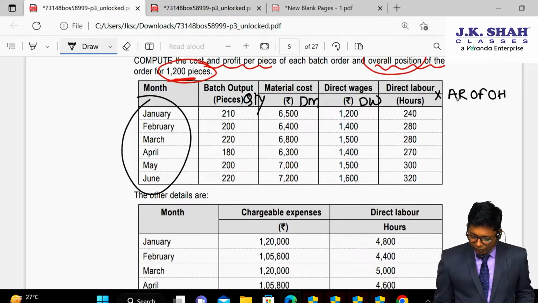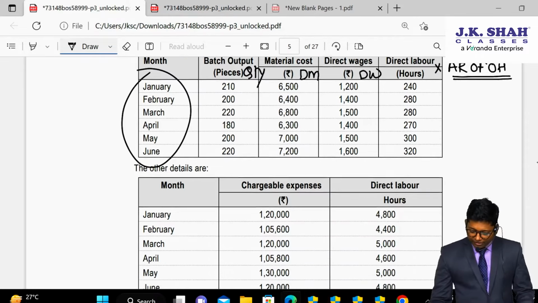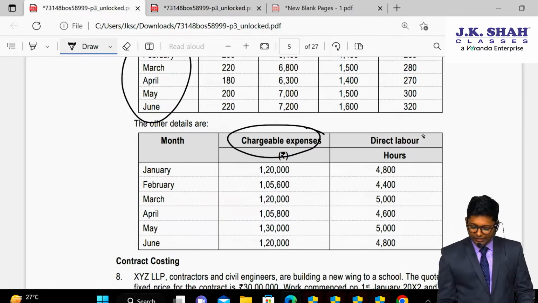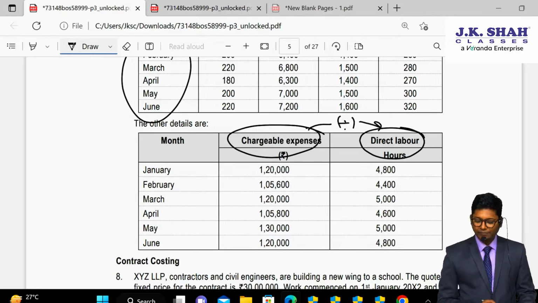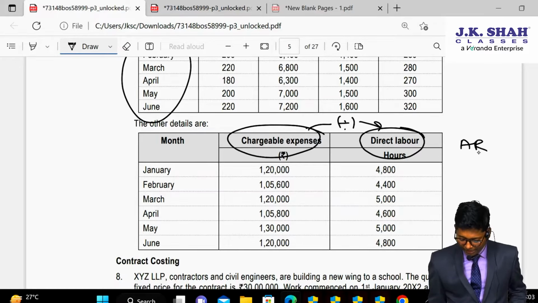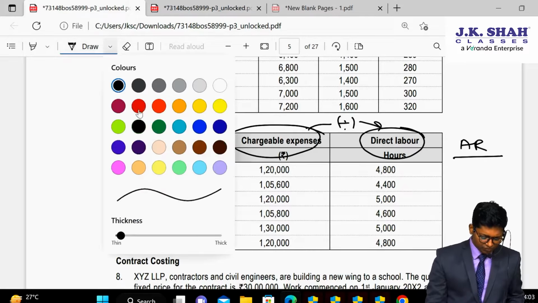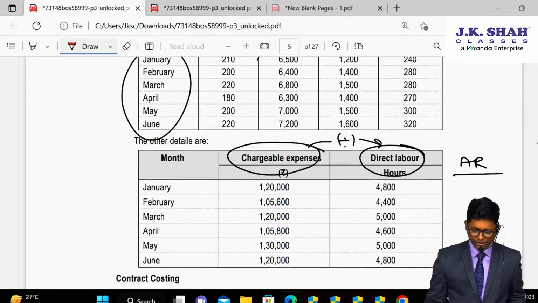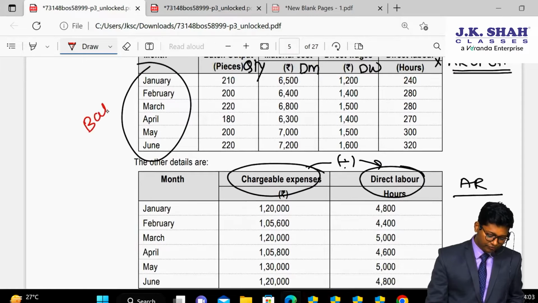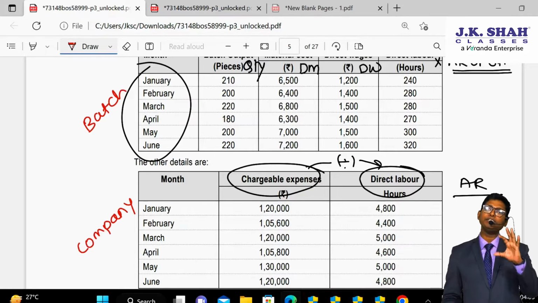But now the question comes, sir, how to calculate the absorption rate of overhead? For that purpose they have given you overheads and direct labor hours. Only you need to divide these two items, and by dividing them you will get the monthly absorption rate for the company. Now absorption rate for the first case, the overall. Students always ask, sir, what's the difference between first information and second information? First information was related to the batch only, and second information is related to the overall operations of the company.